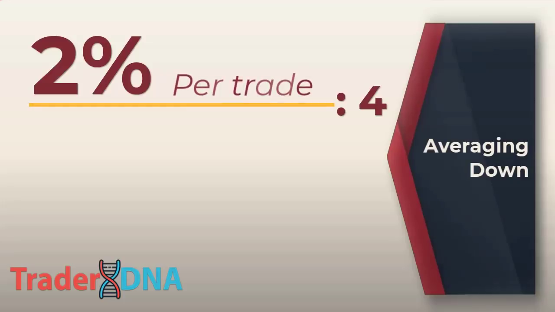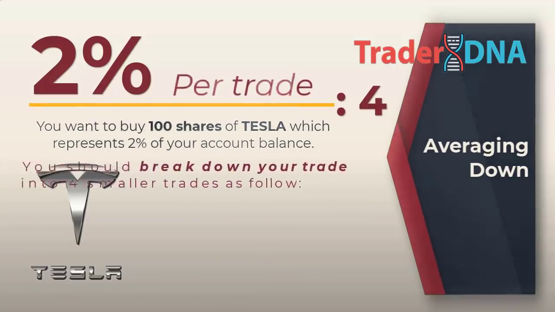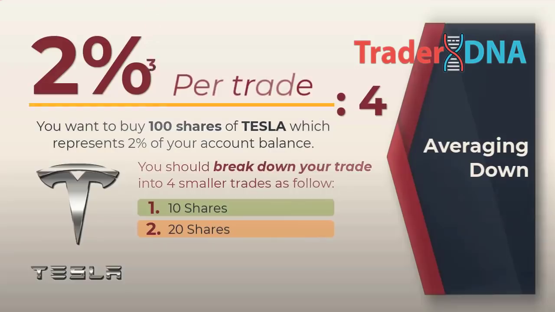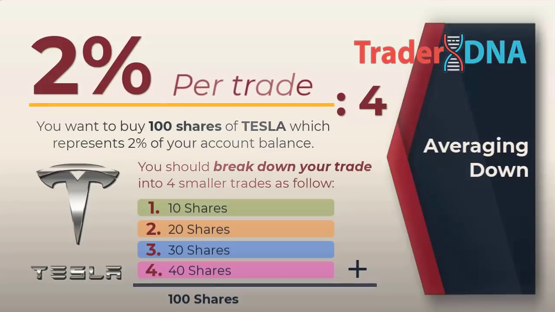For example, let's say you want to buy 100 shares of Tesla, which represents 2% of your account balance. To scale in according to the 1, 2, 3, 4 technique, you should break down your trade into four smaller trades as follows. Trade number 1: 10 shares. Trade number 2: 20 shares. Trade number 3: 30 shares. Trade number 4: 40 shares. In total, you have just accumulated 100 shares, which are still only 2% of your account balance. I hope this clears out any confusion. Here are other examples of the RSI moving average martingale trading strategy in Forex and all financial markets.